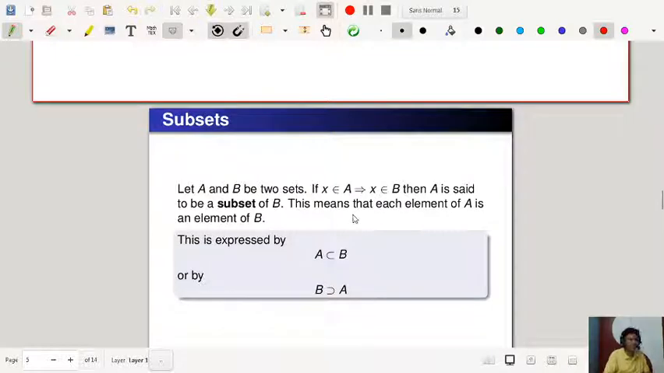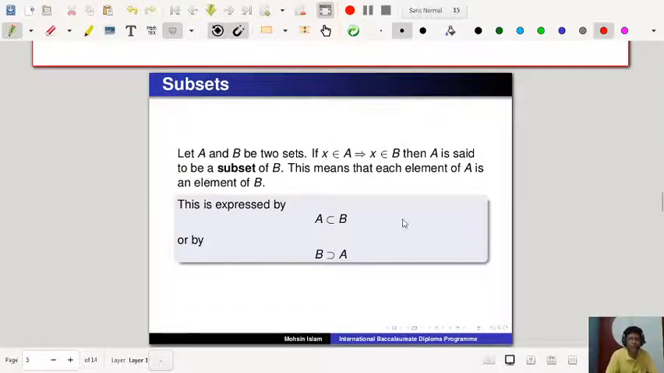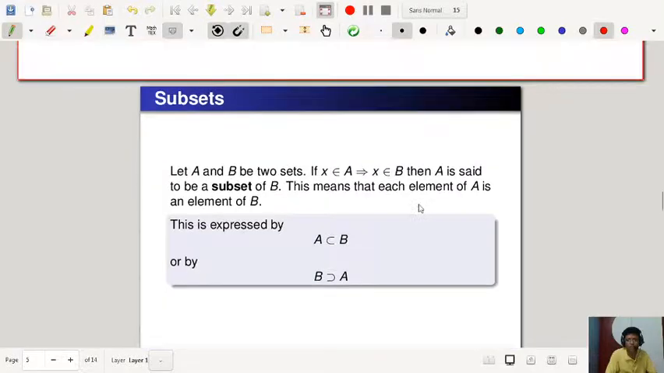Next, I will define some important concepts about sets. First, subsets. Let A and B be two sets. If x belongs to A implies x belongs to B, where this notation is the implies notation, then A is said to be a subset of B. That means each element of A is an element of B.